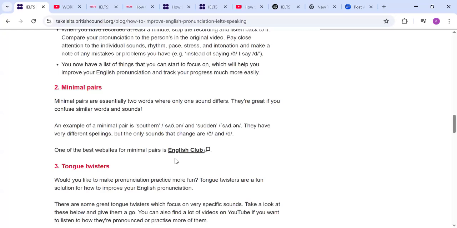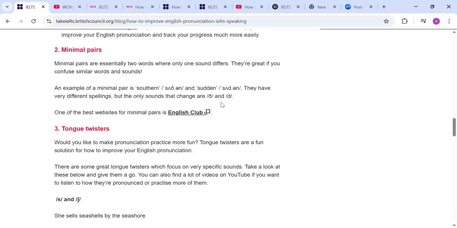Sometimes it is difficult to differentiate between past verbs and plurals because they have similar sounds. That's why we need to speak clearly. When we speak clearly, each word gives a little pass to the next person. Minimal pairs are essentially two words where only one sound differs, and if we speak unclearly, some words and sounds are not clear. So this is the difference.